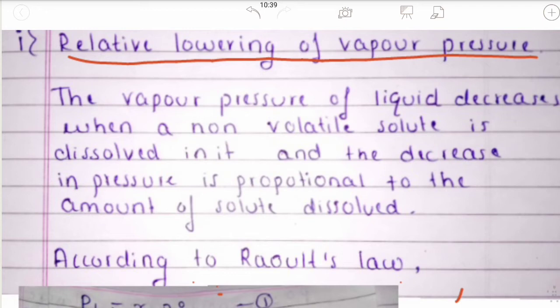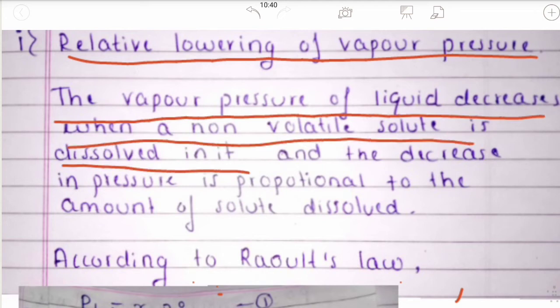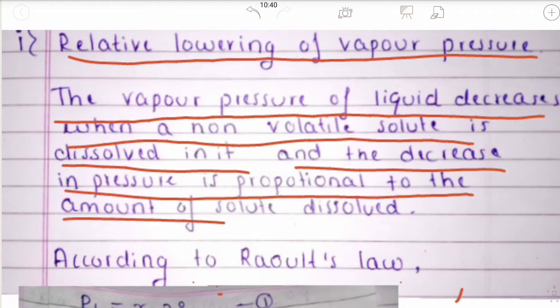Raoult established that the lowering of vapor pressure depends only on the concentration of solute particles, and is independent of their identity. The vapor pressure of a liquid decreases when a non-volatile solute is dissolved in it, and the decrease in pressure is proportional to the amount of solute dissolved. We know that colligative properties depend only on the number of solute particles. Also, the vapor pressure of a liquid increases with an increase in temperature. Let us understand how the relative lowering of vapor pressure takes place through the derivation.